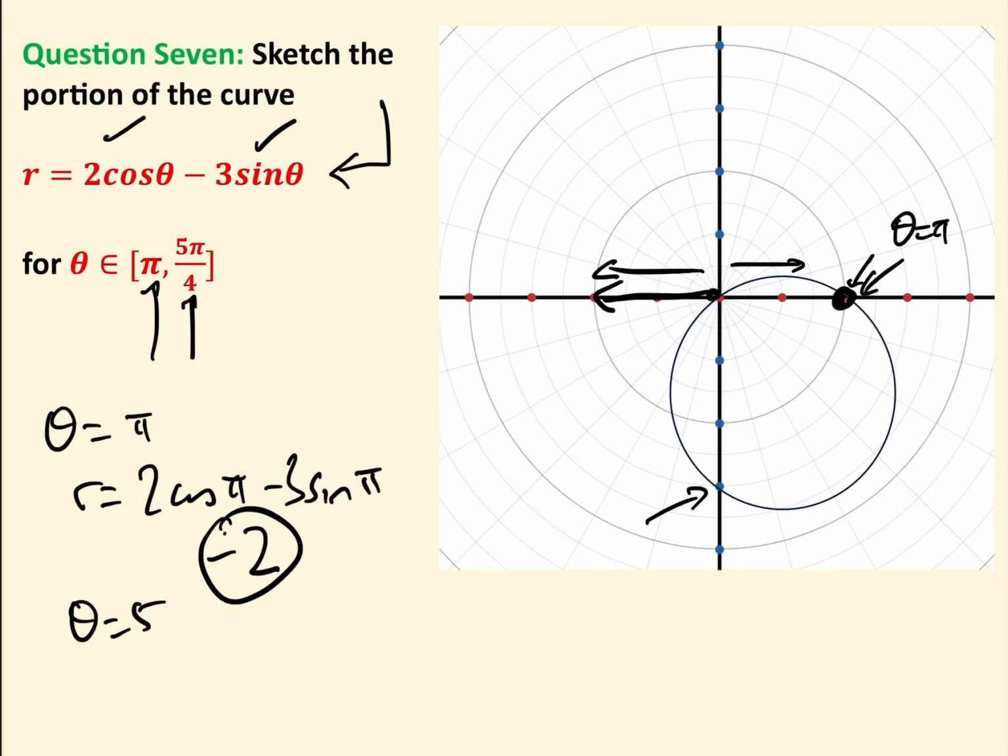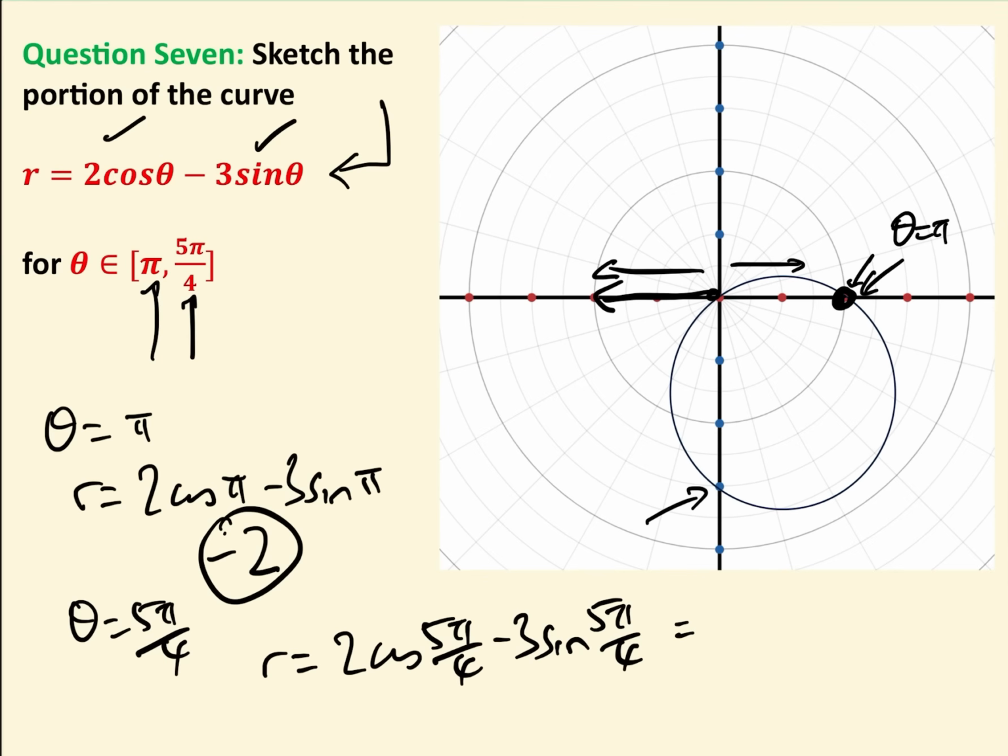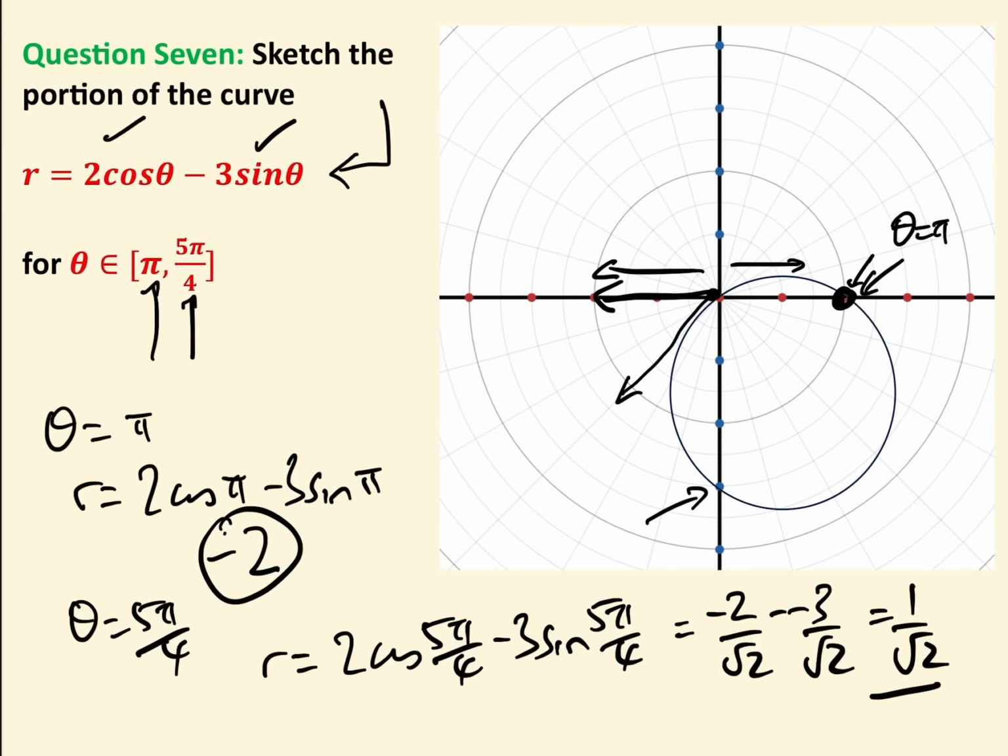And when theta is equal to 5 pi over 4, we have r is equal to 2 cos 5 pi over 4 minus 3 sine 5 pi over 4, which is equal to minus 2 over root 2 minus minus 3 over root 2, which is 1 over root 2, which is positive. So when theta is 5 pi over 4, which is basically here, we know that the radius is positive, and therefore we know that it goes from here to here. That's when theta is pi. That is when theta is equal to 5 pi over 4. And so therefore the portion of that circle is the bit that I've just shaded in black.